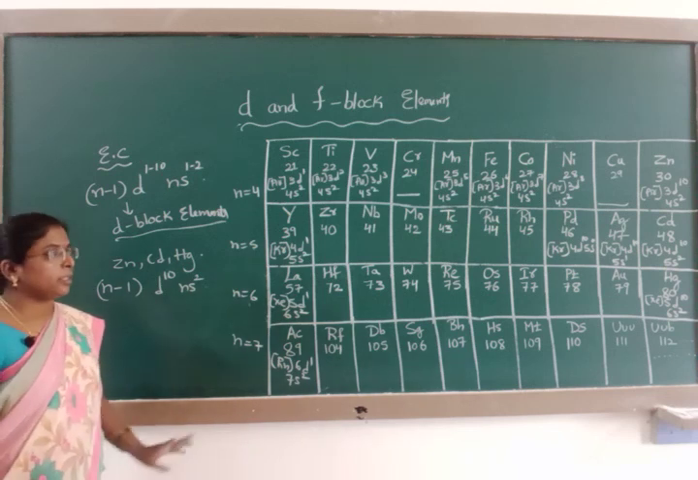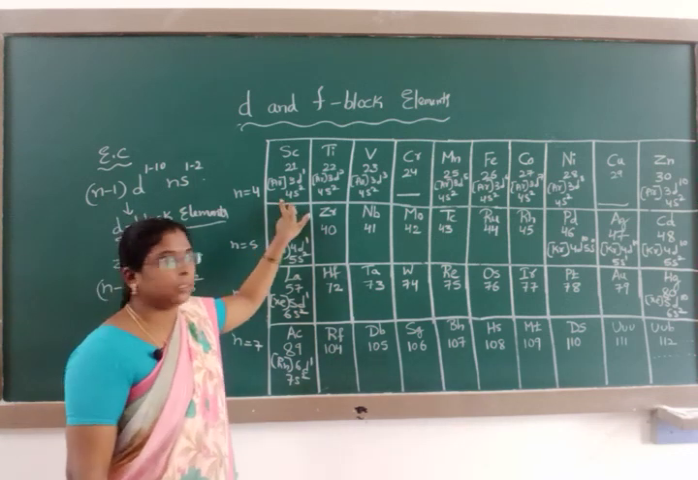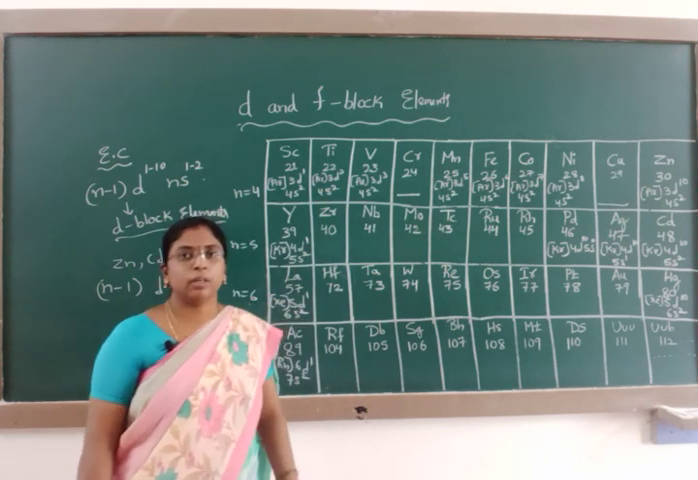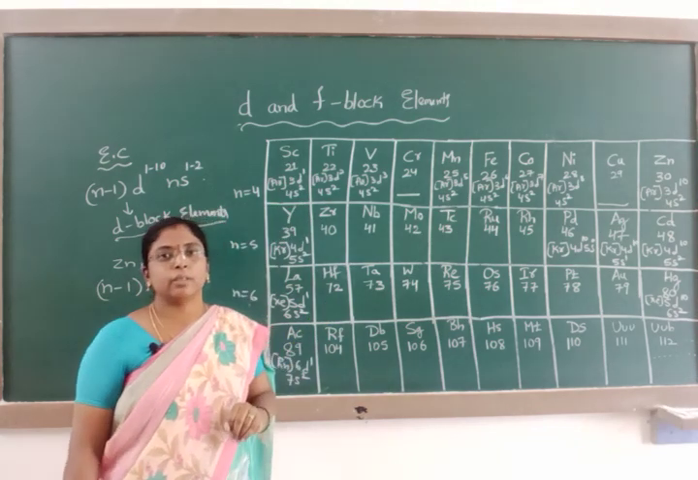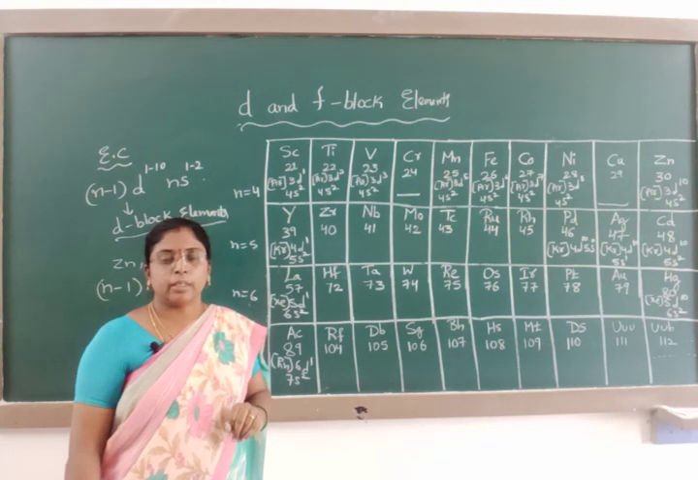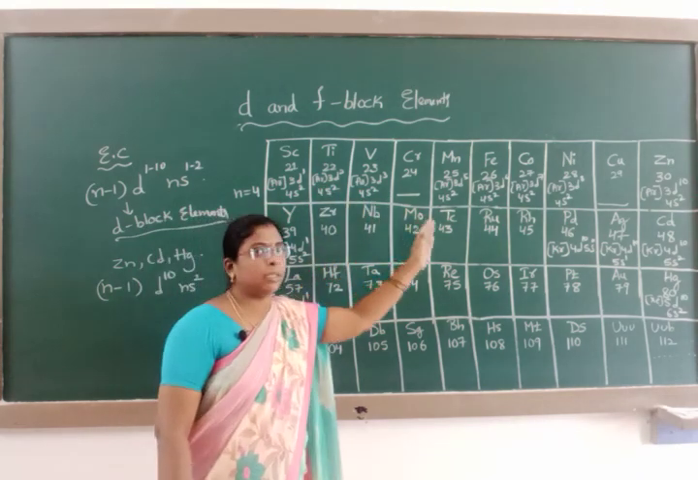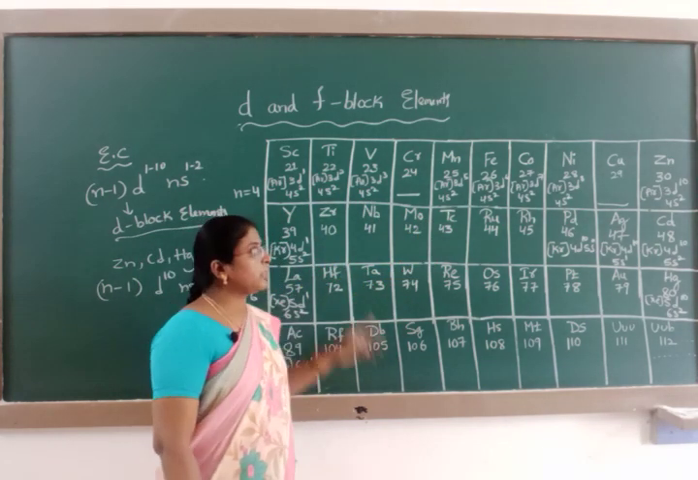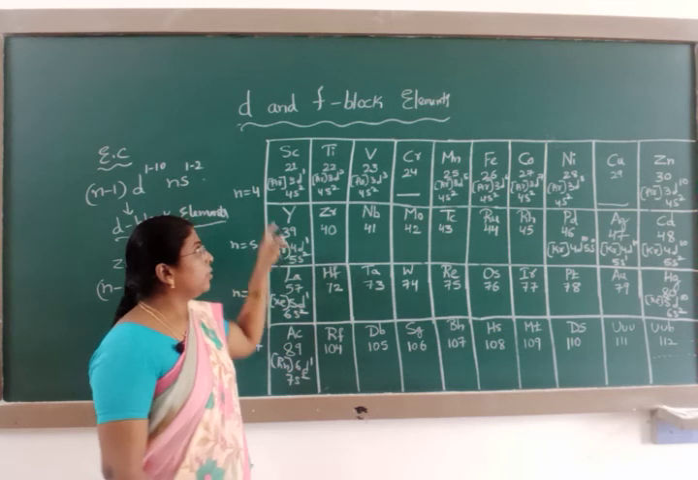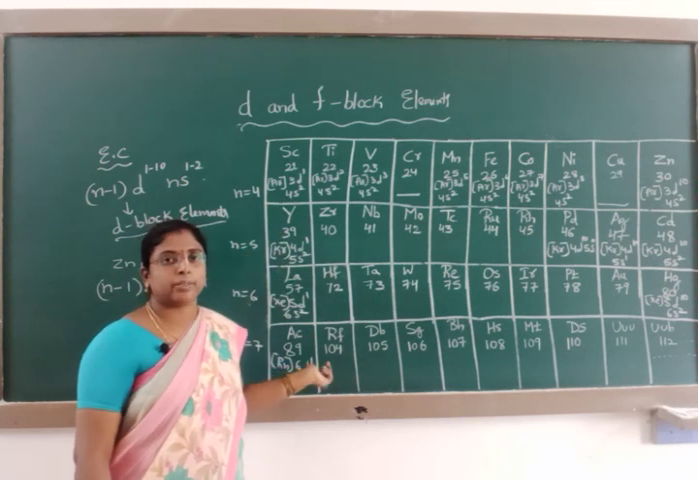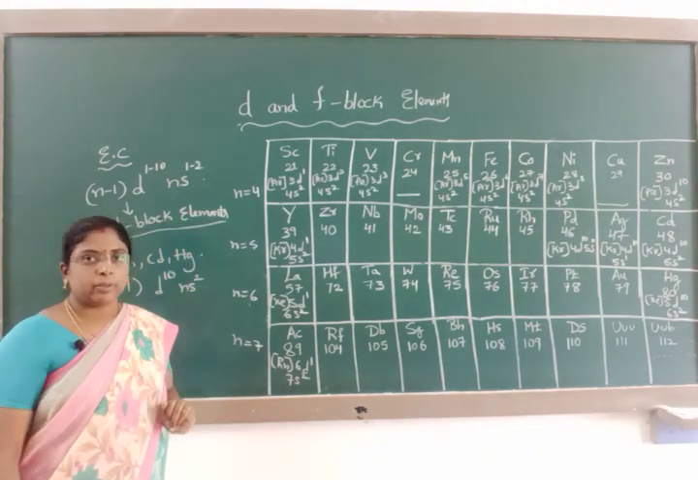We are studying these elements in terms of series, that is in terms of the rows, not in terms of the groups, because we have observed that the chemical properties and the magnetic and electronic properties have similarities along the series, along its row. Hence, we study in terms of series rather than groups. We call it 3d series, 4d series, 5d as well as 6d series. This is about the electronic configuration.